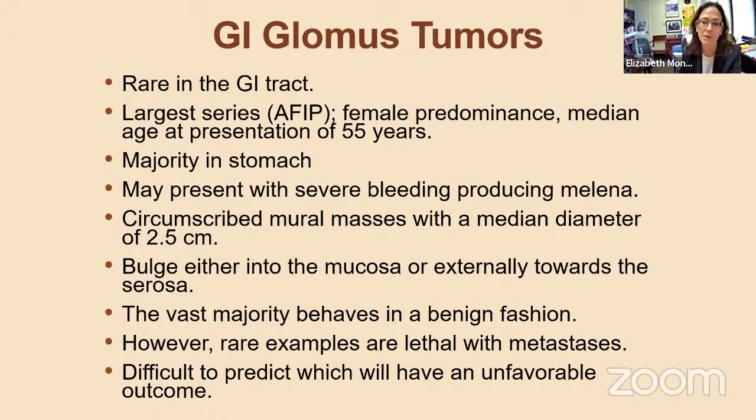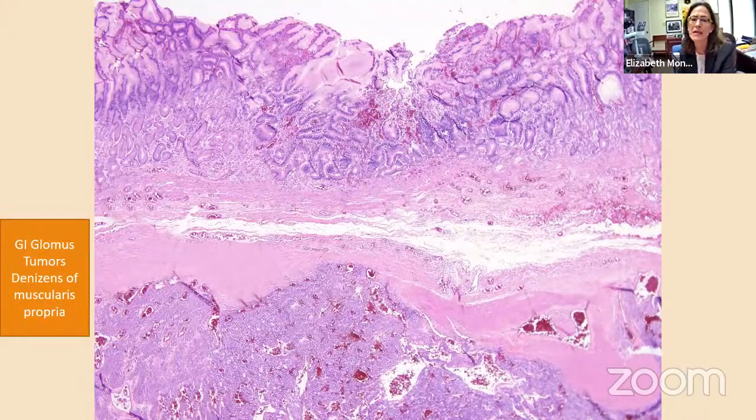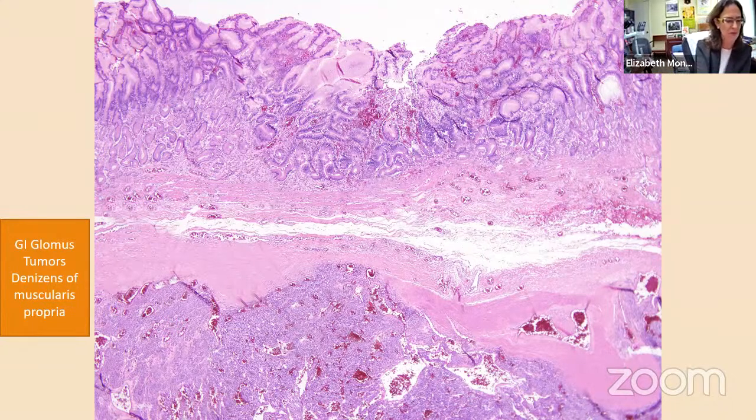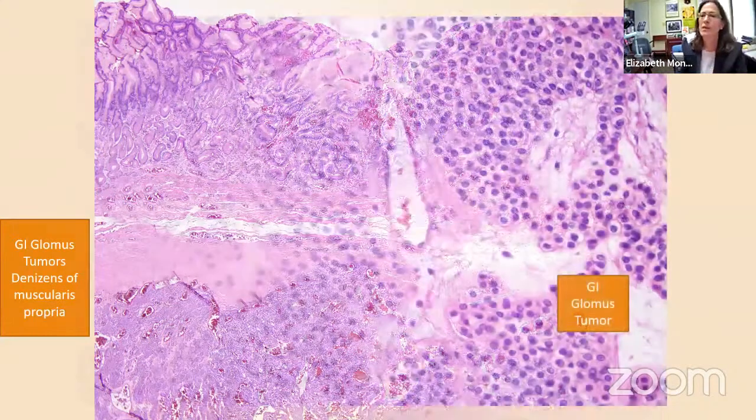but occasional examples are lethal with metastases, and most observers have been unable to predict those that are going to do well and those that are not going to do well. But here's the important thing. They live in the muscularis propria, and here is one. It's richly vascular, but of course the knee-jerk response that we should all have to anything that is centered in the muscularis propria is to assume that it's a gastrointestinal stromal tumor.